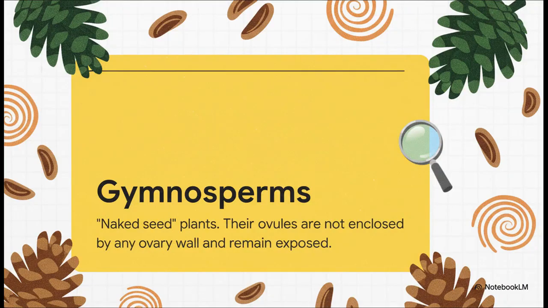Okay, so what's the next big invention? The seed! And the pioneers who figured this out were the Gymnosperms. The name literally means naked seed, and it's a great description. Just think about a pine cone. The seeds are sitting right there on the scales, totally out in the open, not tucked away inside a fruit like an apple seed is. This was an incredible new way to protect and feed the next generation.